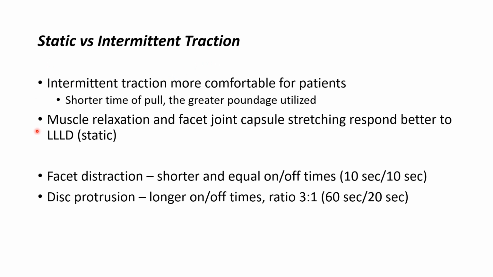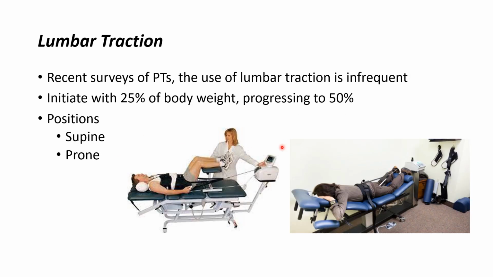The difference between static and intermittent traction is pretty self-explanatory, right? Static traction is just going to provide a prolonged hold, and you're going to use this for specific things, as you just saw in that previous chart. So know the difference. You're also going to have different combinations of intermittent tractions, which means that there's a hold coupled with a rest break. So we're going to use intermittent traction for things like facet distraction, disc protrusion, where there are different ratios associated with hold times versus traction times. So please just review the chart to know why you would use each one of those.